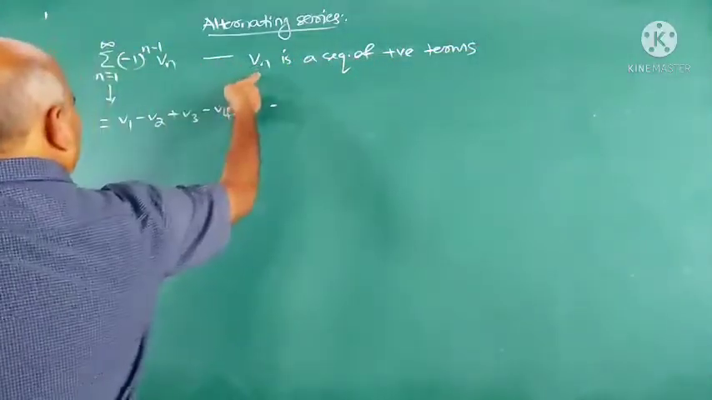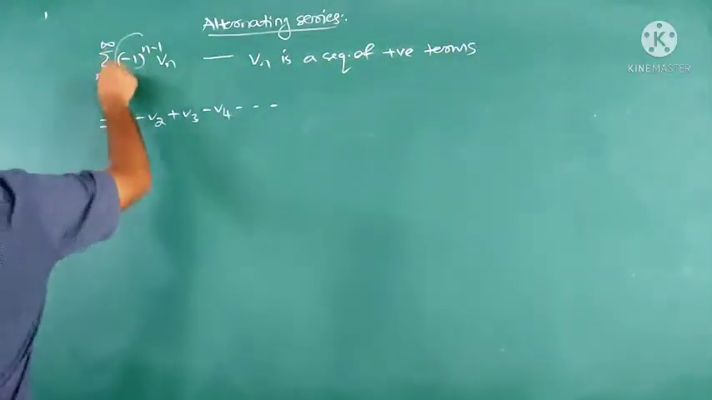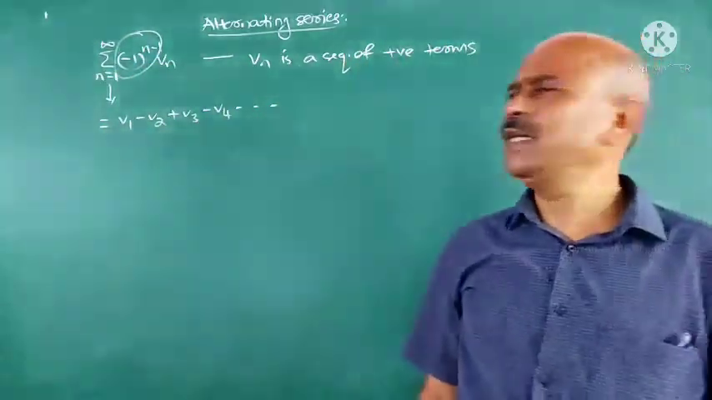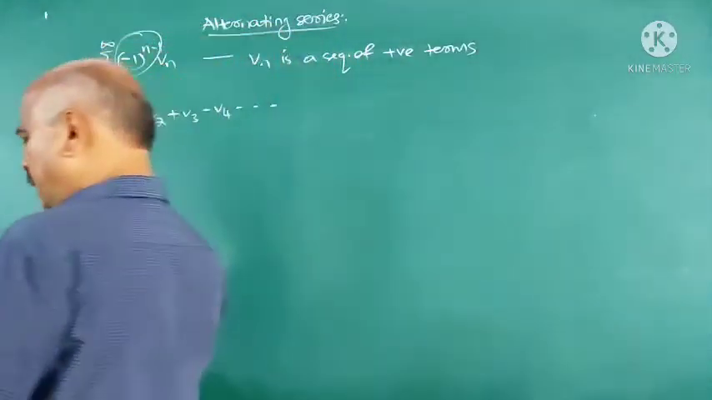See, what is Vn here? It is a sequence of positive terms. Because of this we get the minus and plus signs, from minus 1 raised to n minus 1.